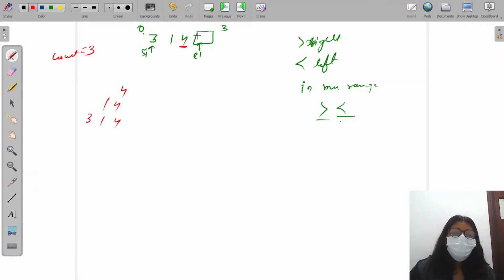Okay. Now I check here. Let me give you a dry run from the brief. Initially my previous count is 0. My count is also 0. Okay. I check here. My EI is also here. Let's say my EI is initially here.